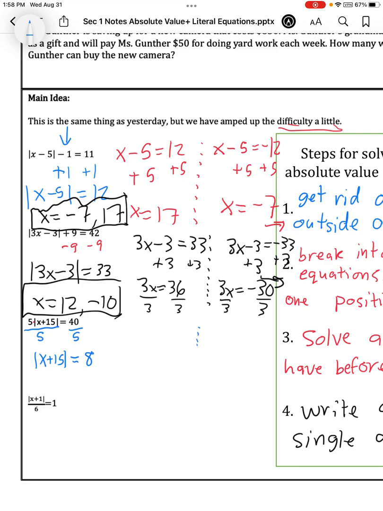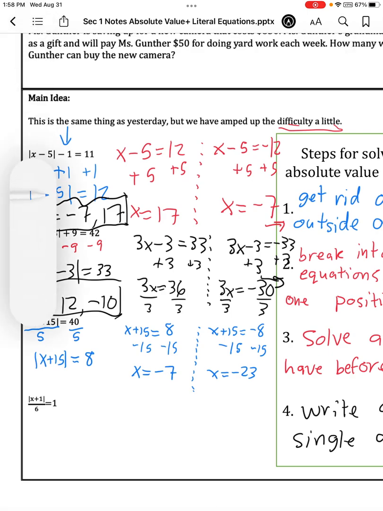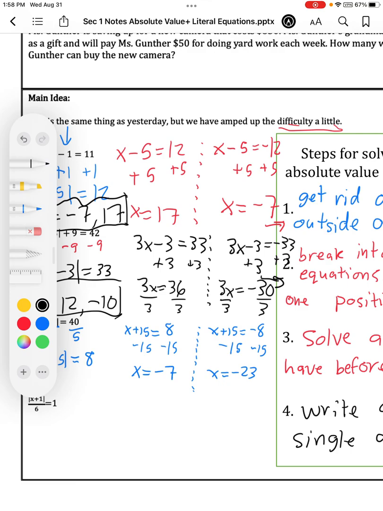So from here, we can go ahead and split it into two separate equations. X plus 15 is equal to 8, and x plus 15 is equal to negative 8. So we can subtract 15 from both sides, because our goal is to get the x all by itself, and the thing keeping it from being by itself is the positive 15, so we add a negative 15, and we're going to get x is equal to negative 7, and x is equal to negative 23. We can go ahead and just write that as a single answer for the last portion of this.